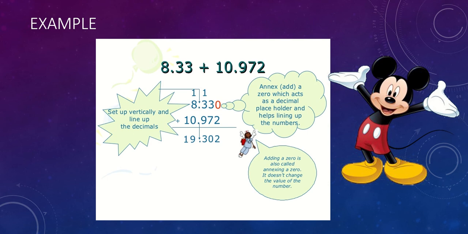Next example is 8.33 plus 10.972. First check whether these numbers are like decimals or unlike decimals. Yes, both are unlike decimals because in this number I have only two decimal places. In this 10.972 I have three decimal places. So I want to make three decimal places in this number 8.33. So how will you make three decimal places? Just by adding 0 at the extreme end, that is the right end.